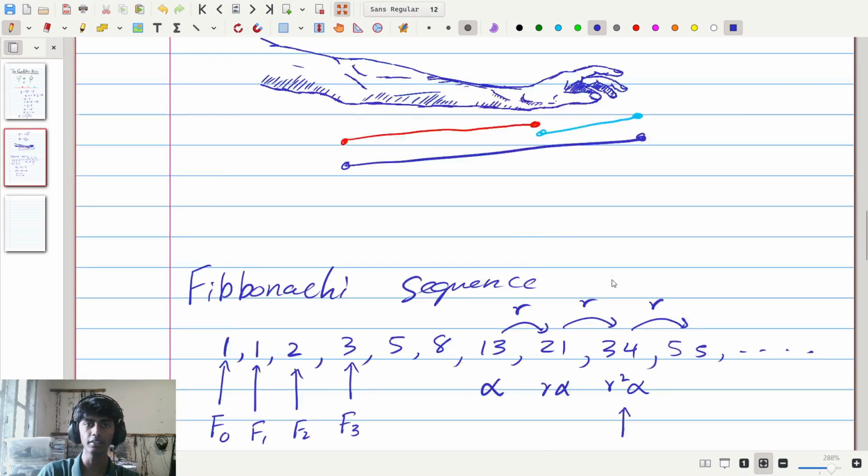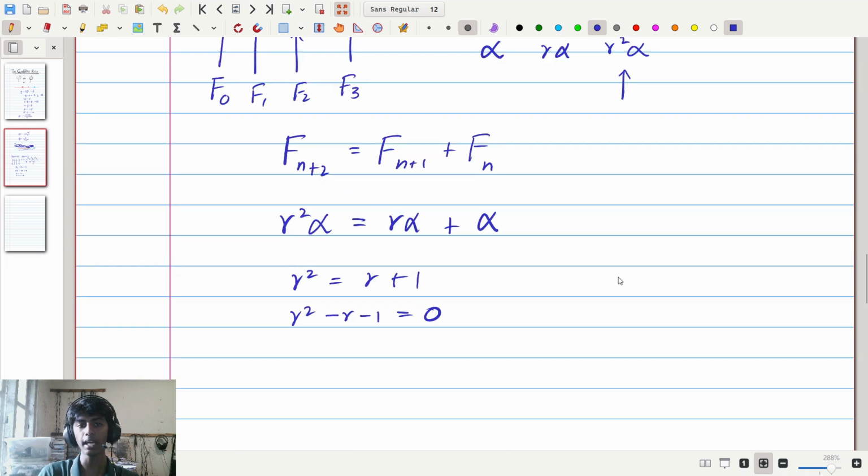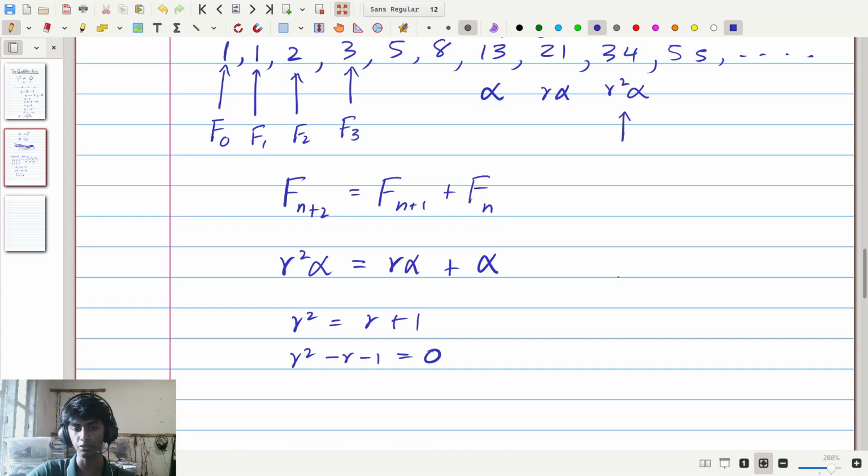So what does this mean? This means that if there was a ratio, that ratio would have to be the golden ratio. So therefore this r would have to be 1 plus root 5 divided by 2.